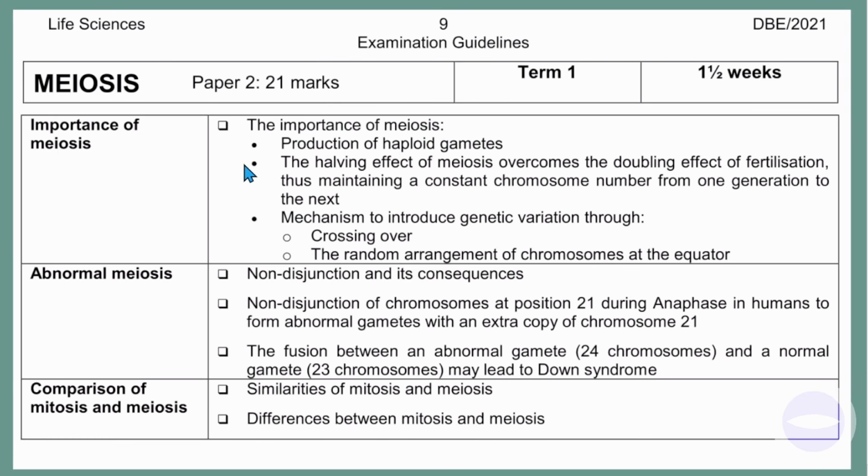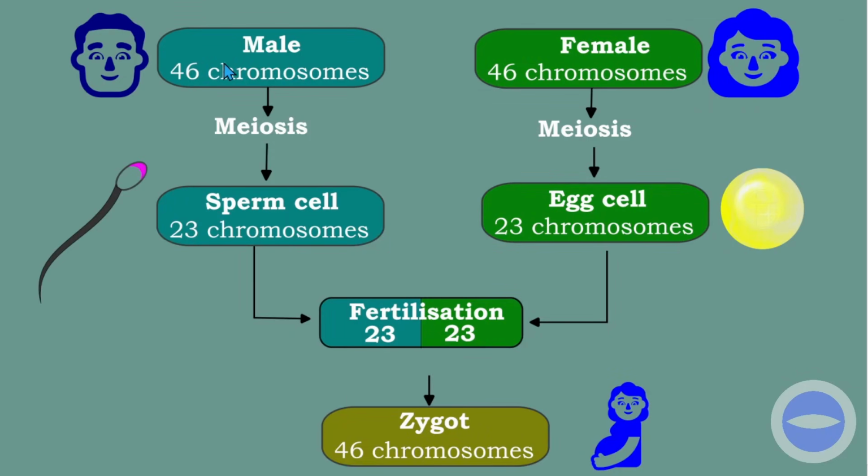And then another function, the halving effect of meiosis overcomes the doubling effect of fertilization. So the examiner wants us to know that the reason why meiosis halves the number of chromosomes is because it wants to overcome the doubling effect during fertilization, thus maintaining a constant chromosome number from one generation to the next. So let me use this to explain. Male, we have 46 chromosomes in total, and female has 46 chromosomes in total.